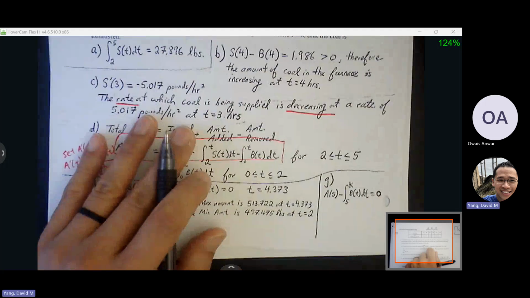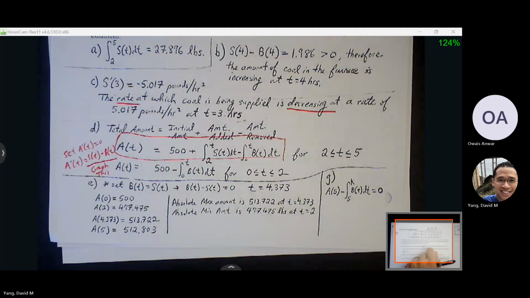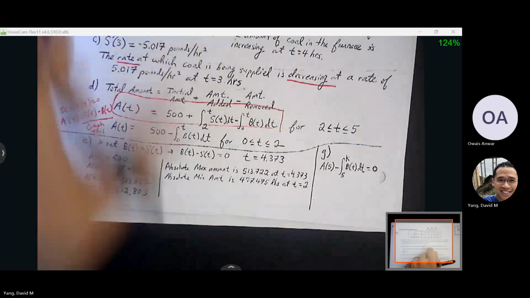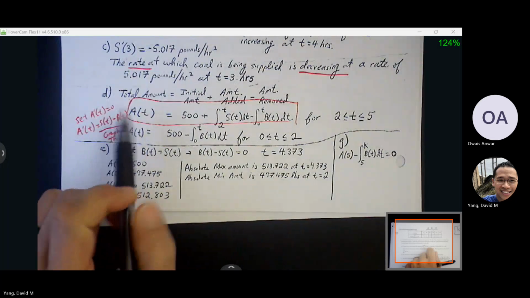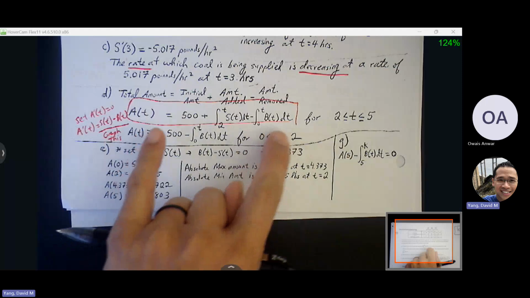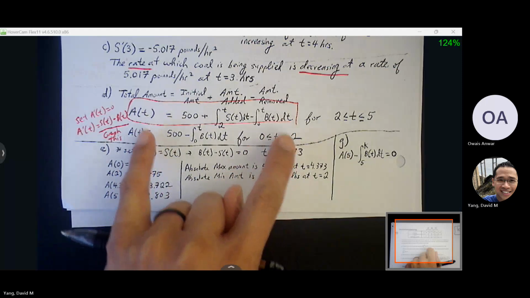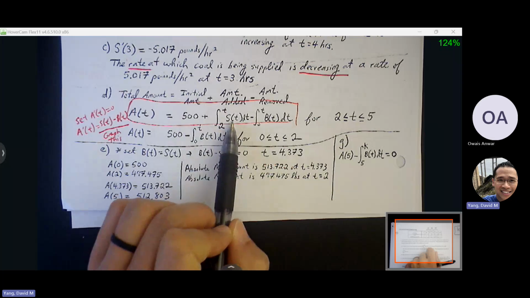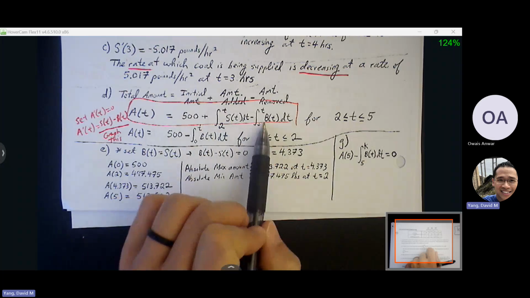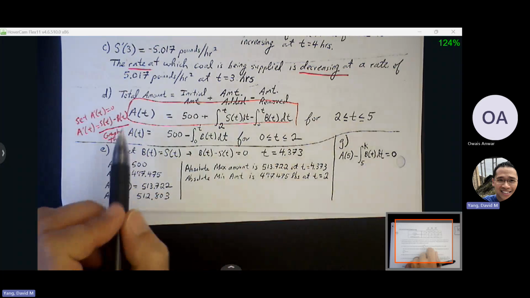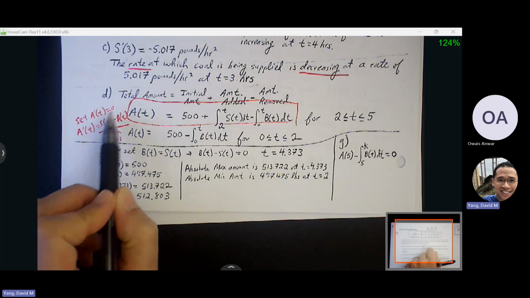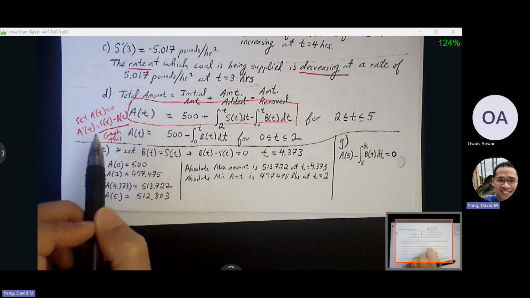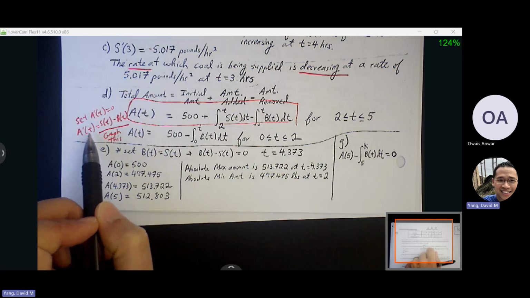Okay, so we find A prime at this level here. Integral of S of T just becomes S of T. Integral of B of T becomes B of T. So A prime is just S of T minus B of T. We can find a critical point at this stage here. So we want to figure out where A prime is equal to 0.